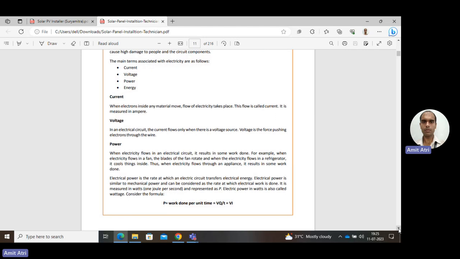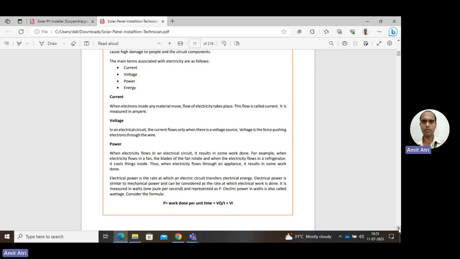The rate at which an electric circuit transfers electric energy is called electric power. What is the rate first of all? It means the quantity, here the energy, that is changing and is being measured with respect to time. So this is the rate at which the energy is changing. Electric power is similar to mechanical power and can be considered as the rate at which electric work is done. The unit of power is the watt.